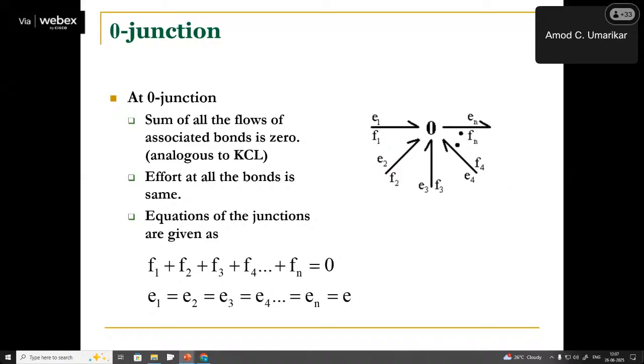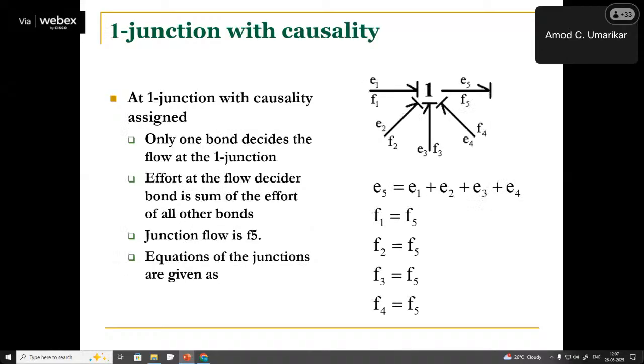At the 0 junction, similarly, the effort of all bonds is the same, and the equation of the junction is given below. And the sum of all flows at associated bonds is 0. So with causality assigned, only one bond decides the flow. The effort at the bond that is the flow decider is the sum of the efforts at all other bonds. The junction flow is F5 here, and the equations of the junction are given below.